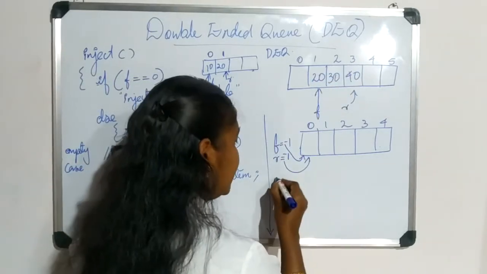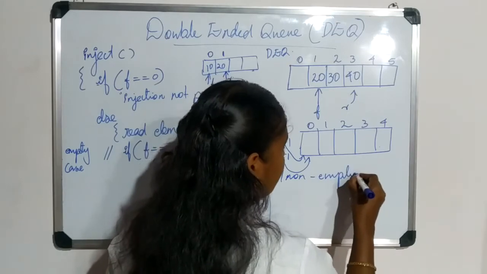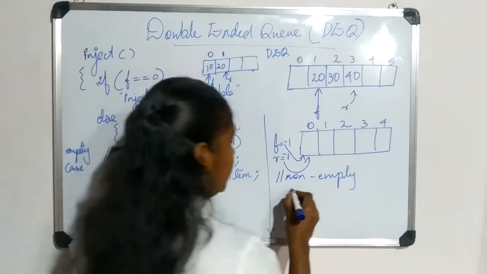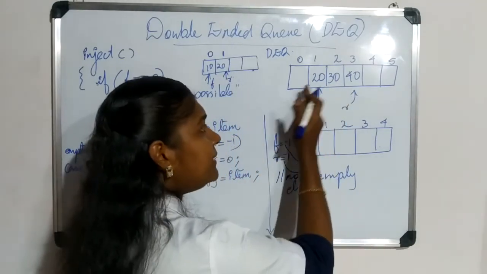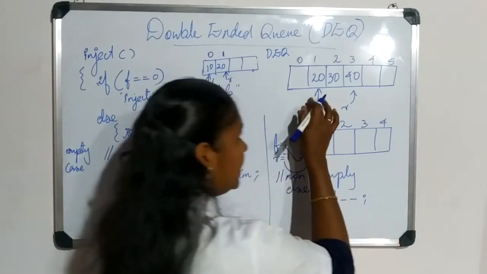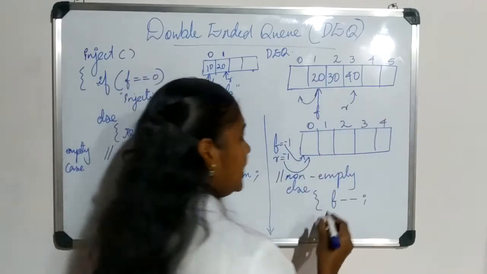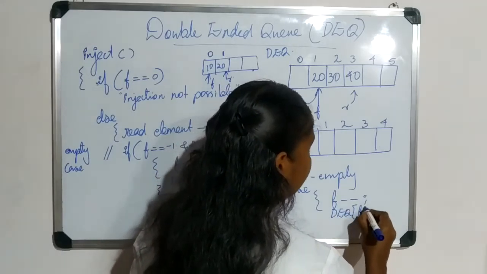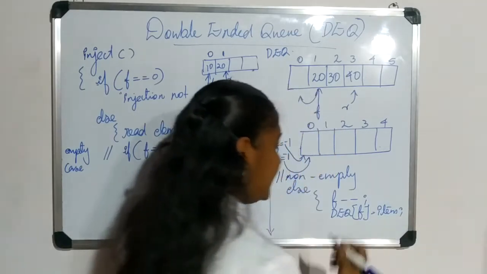Then the non-empty case, which is the else part of this if. So else, what should be done? You simply decrement the value of F, that is F minus minus. Then, what is the next step? Dec of F is equal to item, because we are conceptually implementing that concept.